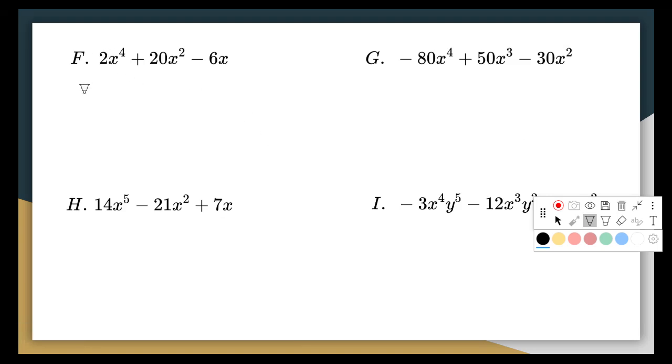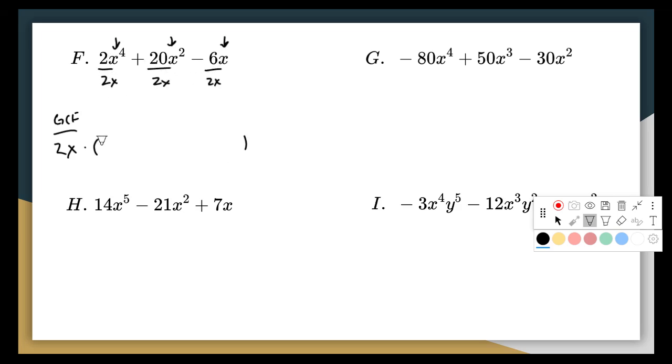Letter F. I'm looking for the GCF between 2, 20, and 6. That's 2. 4 powers of x here, 2 here, 1 here. I can take 1 power of x and put it out. That's the smallest of the 3. I'm going to divide all these by 2x.